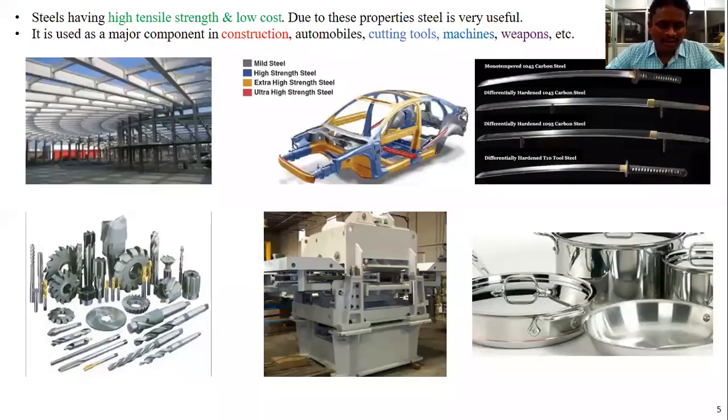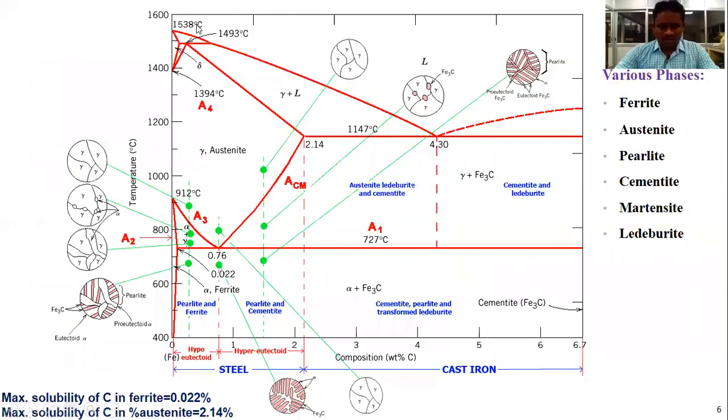And these are the variety of applications. Since steels have great strength and are also low in cost, they are used in the construction field, in the automobile sector, for manufacturing weapons, cutting tools, machine tools, and also we can see steel's applications in houseware utensils. And here is the iron carbide phase diagram.